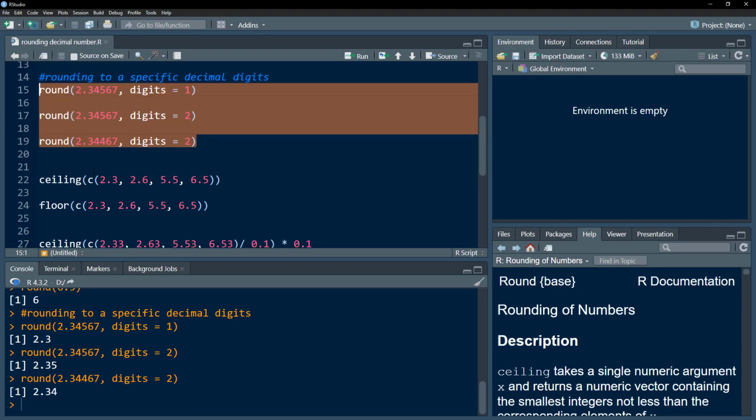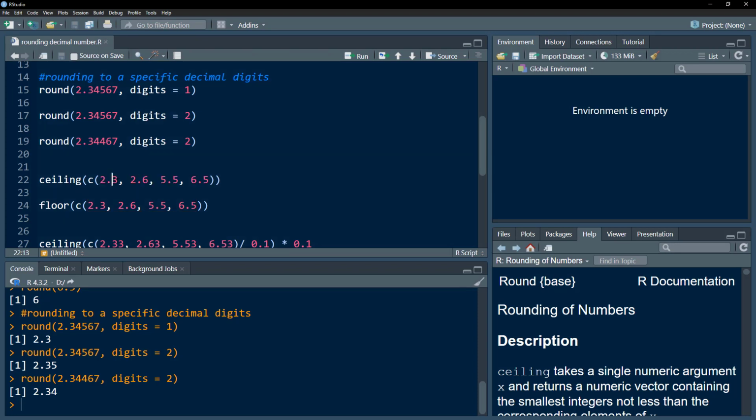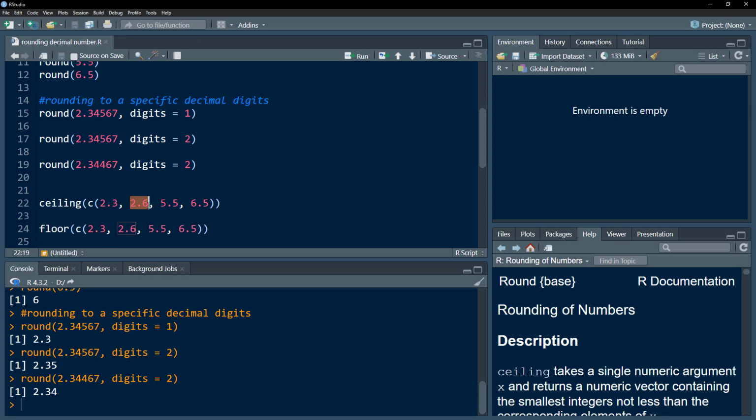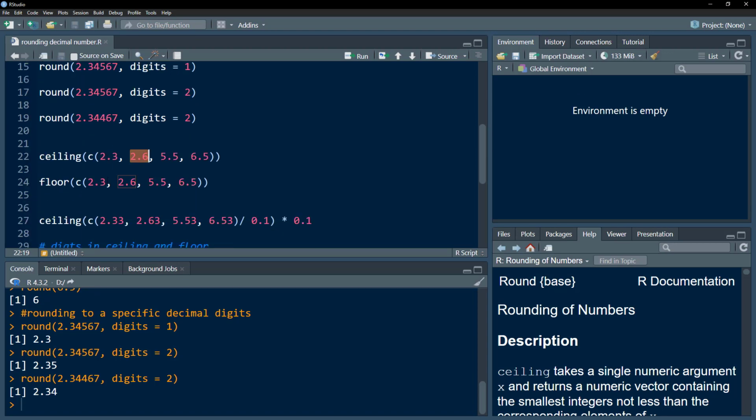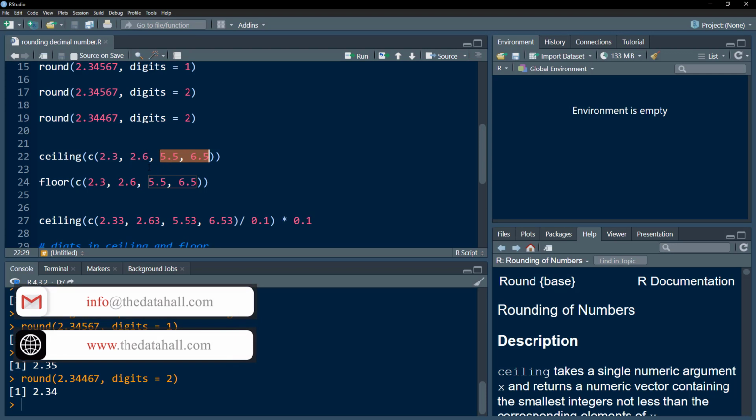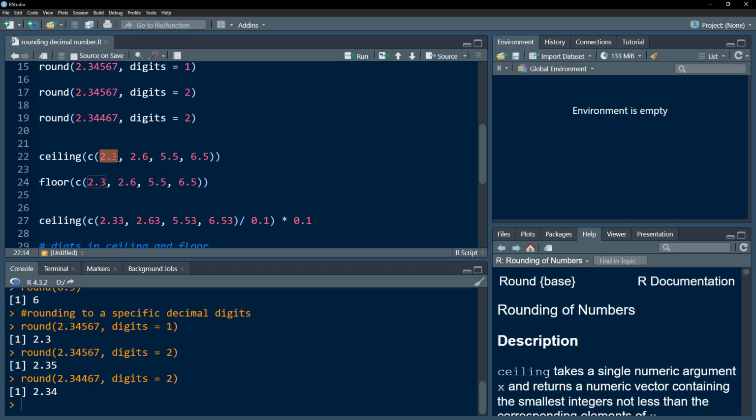Now these were the rounding numbers. What if we want to always get to a higher number? For example, we have this vector over here with these digits. We do not want it to round to the nearest number; we always want it to go to the higher number. For example, this 2.3, if we had used the round function, would have rounded to 2. Similarly, this 2.6 would round to 3, and these two both would round to 6. This is not what we want. If this is what we wanted, we would use round. But what we want is to be rounded to the higher digit, so this should become 3.